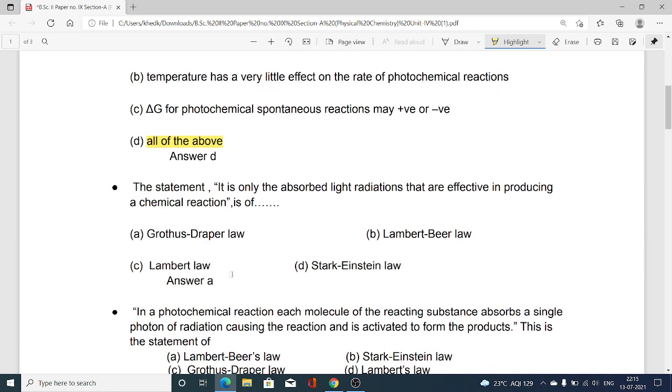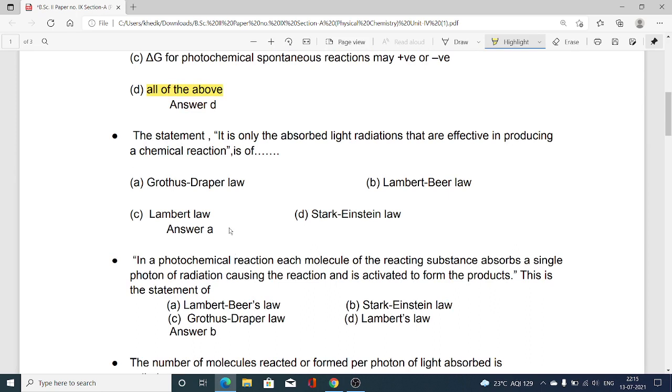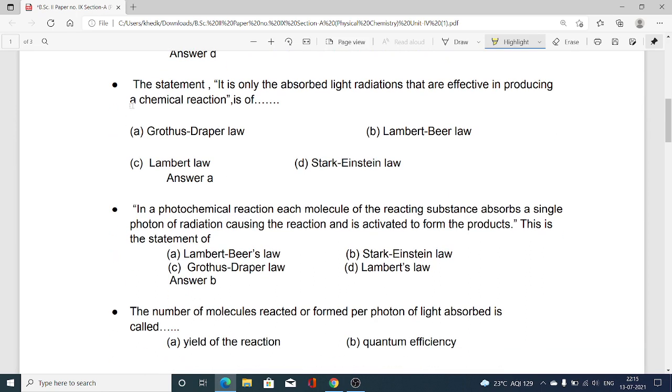Then next multiple choice question, the statement, it is only the absorbed light radiations that are effective in producing a chemical reaction is of option A, Grotthuss-Draper law, option B, Lambert-Beer's law, option C, Lambert's law, option D, Stark-Einstein's law. Amongst these options, option A is correct one.